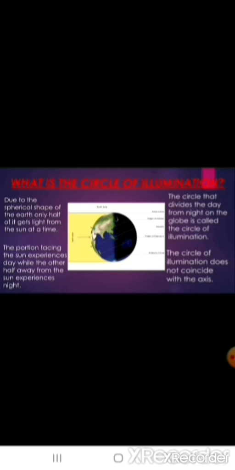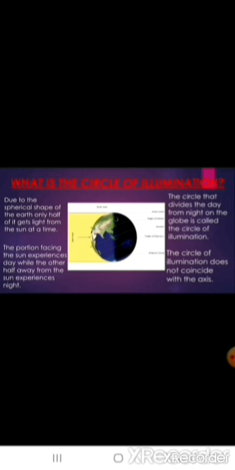Now, let us learn a new topic. What is the circle of illumination? We know that the earth receives light from the sun. So, due to the spherical shape of the earth, only half of it gets light from the sun at a time, and the portion facing the sun experiences day, while the other half away from the sun experiences night.